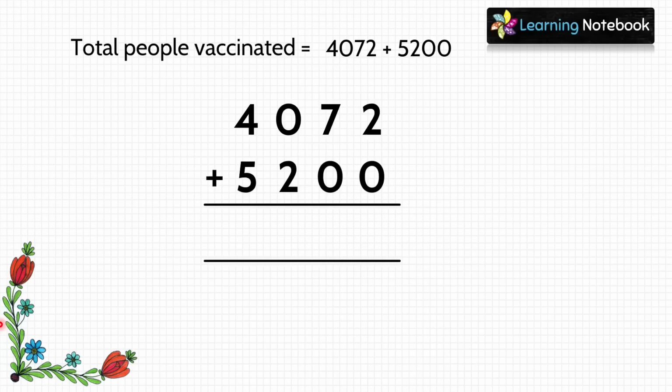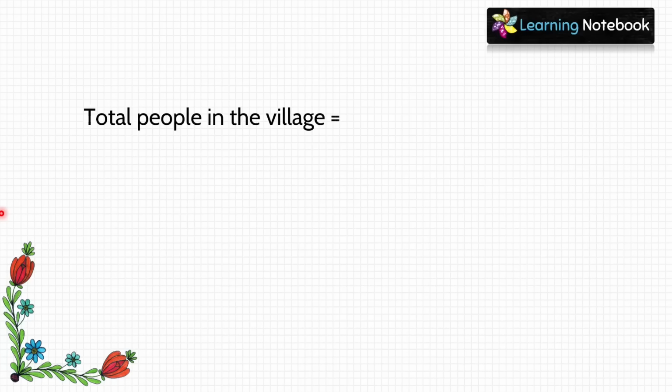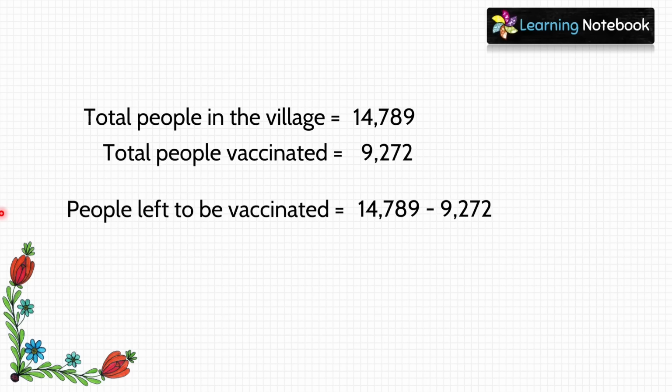So let's add these two numbers. 2 plus 0 equals to 2. 7 plus 0 equals to 7. 0 plus 2 equals to 2. And 4 plus 5 equals to 9. So we have calculated total number of people who have been vaccinated on both the days. Now we are given with number of total people in the village, which are 14789. So to find number of people left to be vaccinated, we will subtract these two numbers.